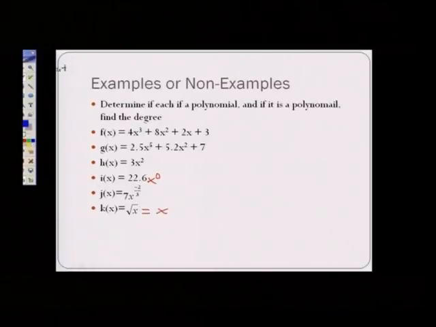What power would we write that to? And that's just a recall question. That's x to the 1/2. Let me put a little bigger one there. Yep. What's wrong with that? That's a fractional exponent, so that's, again, not a polynomial. It has to be a positive integer exponent.